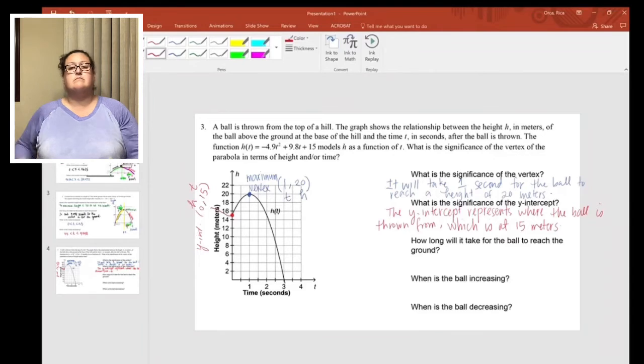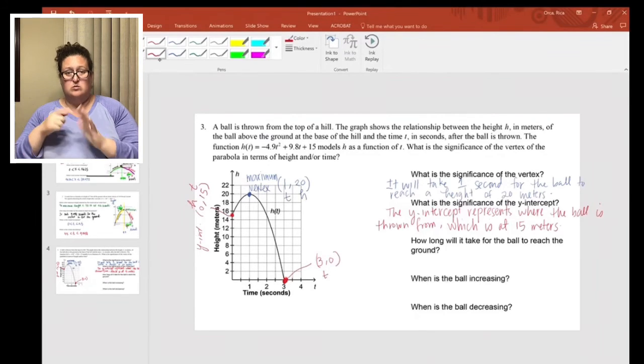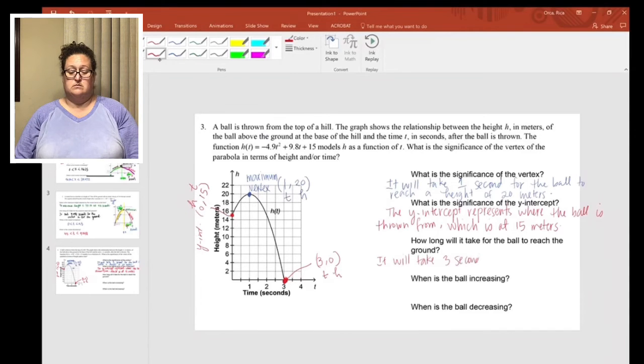Moving on. How long will it take for the ball to reach the ground? So let's look at this point, and this point is 3, 0. Our x-coordinate represents our time, and our y-coordinate represents our height. And because the height is at 0, we know that the ball has finally reached the ground. So how long will it take for the ball to reach the ground? It will take 3 seconds for the ball to reach the ground.